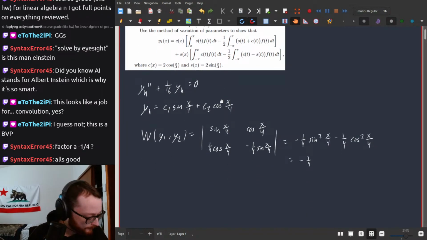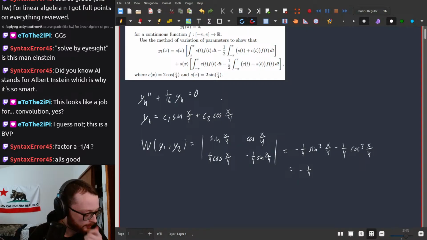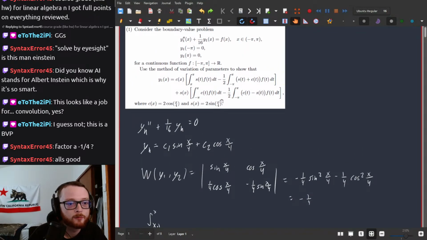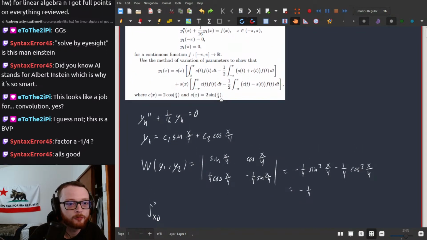Okay, and then we're gonna need two things. We're gonna need to know the integral from x naught to x. I don't know how we're gonna determine x naught. Well, we probably do need to.